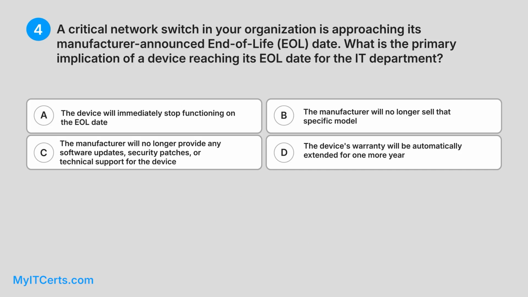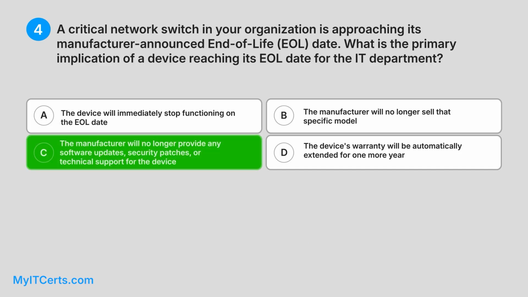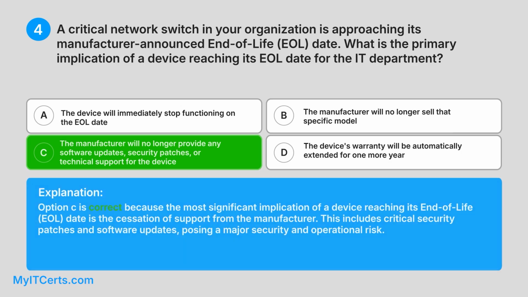Correct answer. C. The manufacturer will no longer provide any software updates, security patches, or technical support for the device. Explanation. Option C is correct because the most significant implication of a device reaching its end-of-life (EOL) date is the cessation of support from the manufacturer. This includes critical security patches and software updates, posing a major security and operational risk.